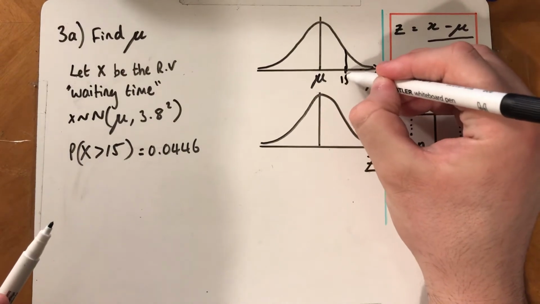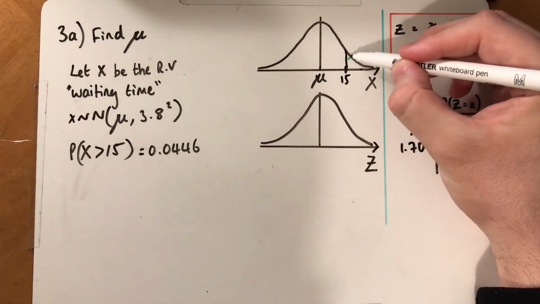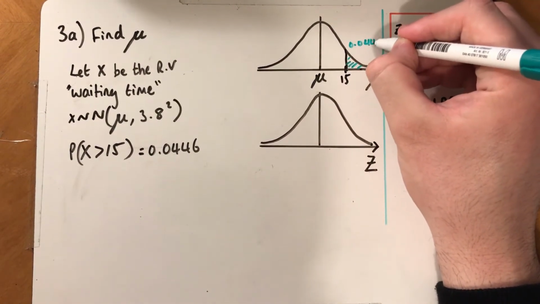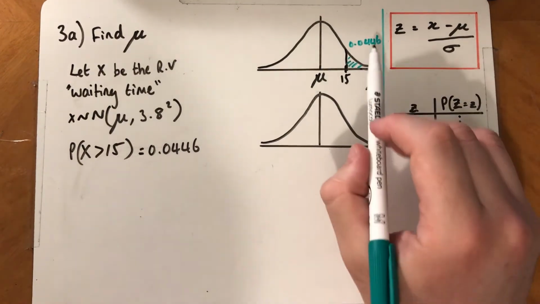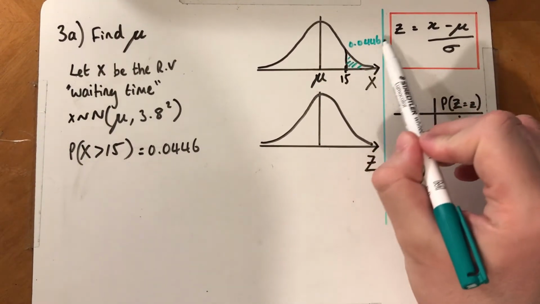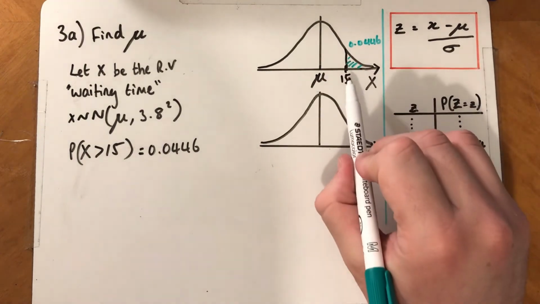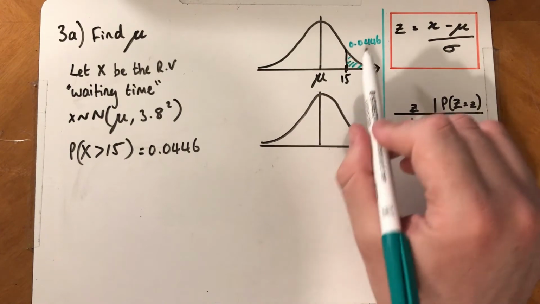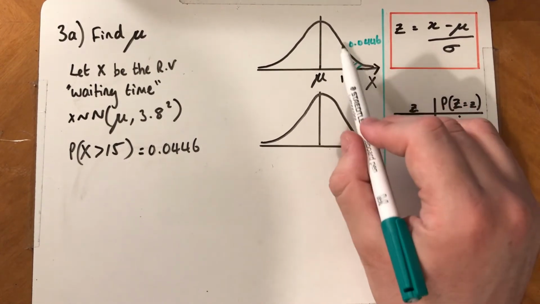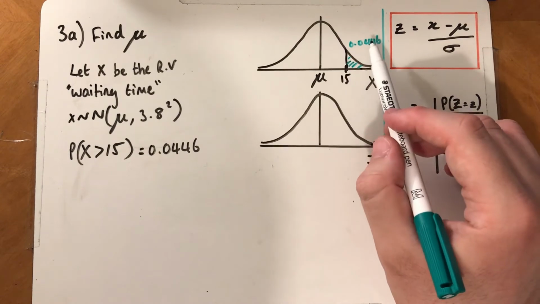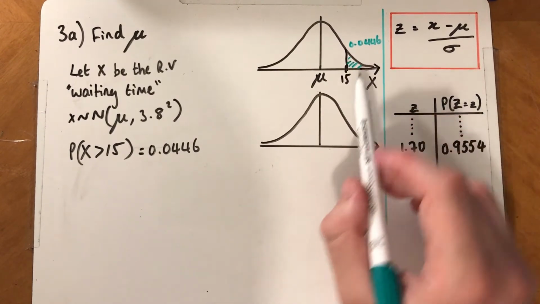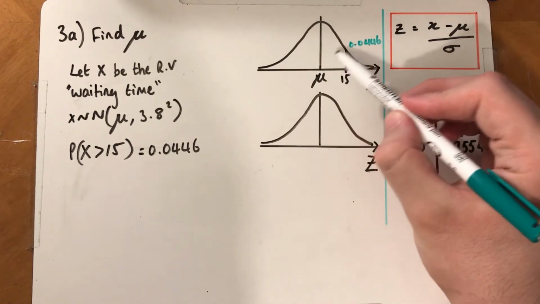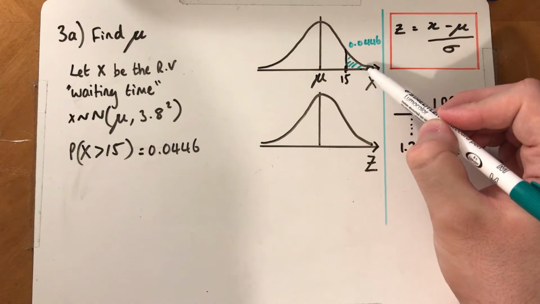So I know that 15 lies here, and I know that this probability is 0.0446. 0.0446 is less than 0.5. So in order to be above this observed value of 15, it must be on the right hand side of mu. If this probability was instead, for example, 0.51, more than 0.5, we would know that 15 would lie here, because all of this part of the graph is 0.5.